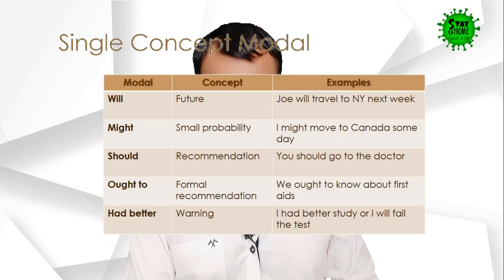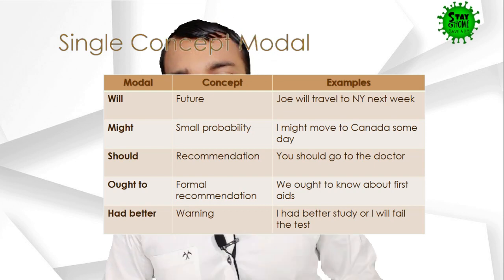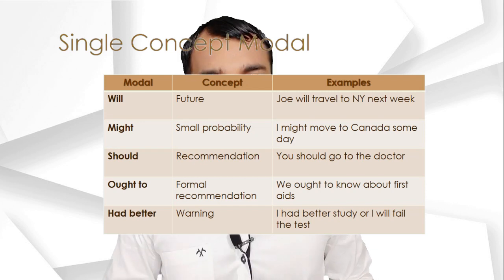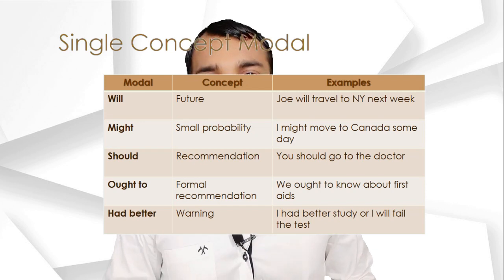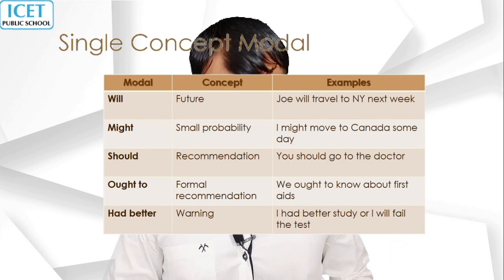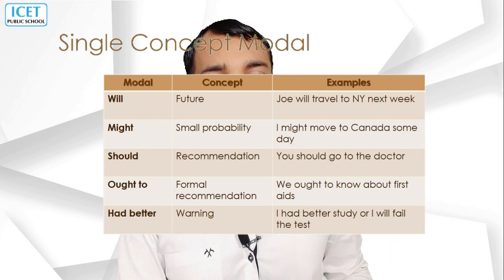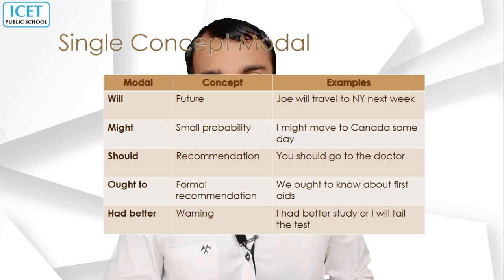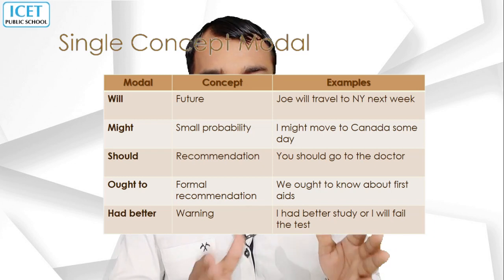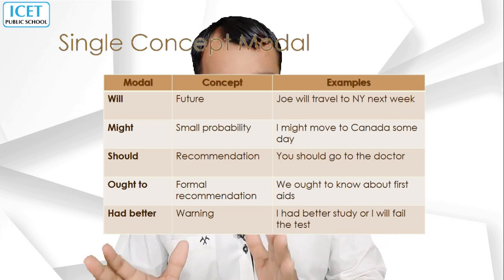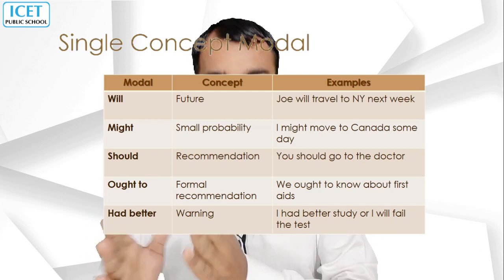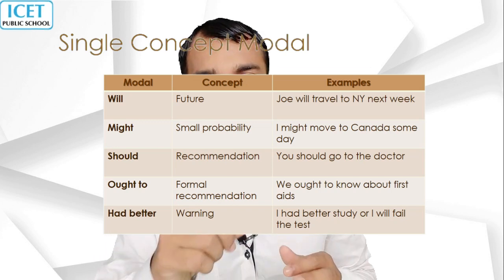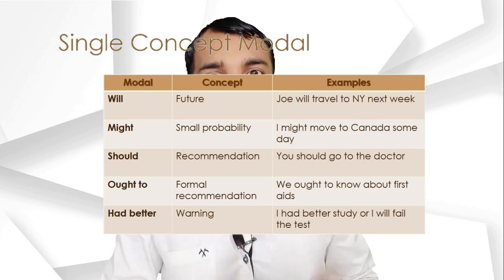Single concept model, first. Will: the concept is that we use it for the future. In order to express future, we use that one. Example: Joe will travel to NY next week. Joe will travel, so that shows the future. That is the meaning of will. It is a single concept model, it has only one meaning, which is showing the future.